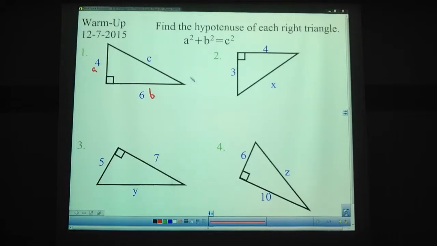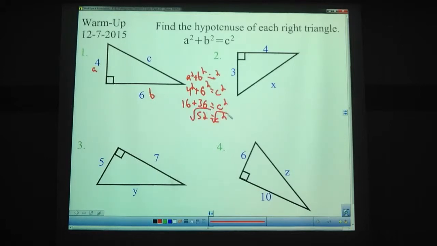So, if we set this up, a squared plus b squared equals c squared. A is 4, so 4 squared. B is 6, so 6 squared. 4 squared plus 6 squared equals c squared. 4 squared, 16. 6 squared is 36. 16 plus 36 equals c squared. 16 plus 36, that's 52, equals c squared.